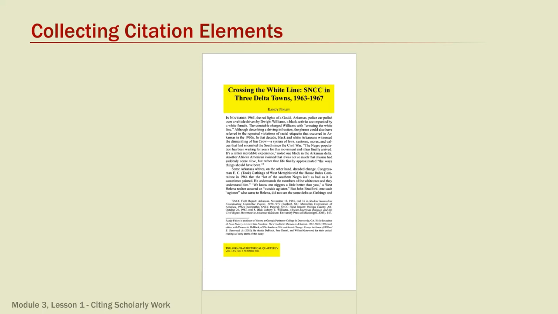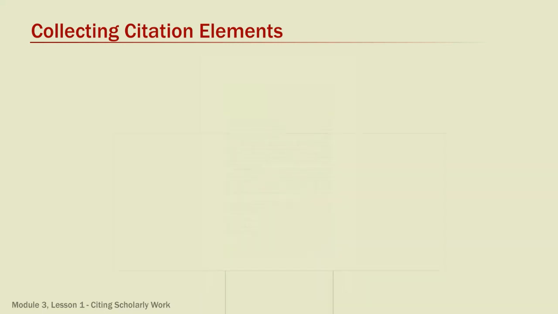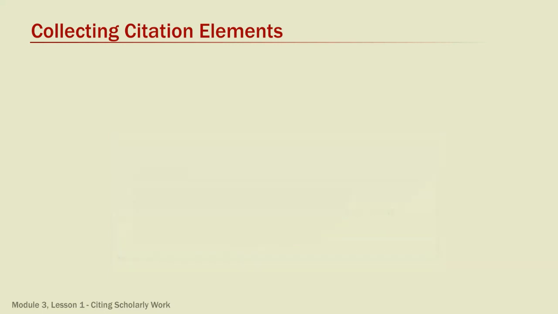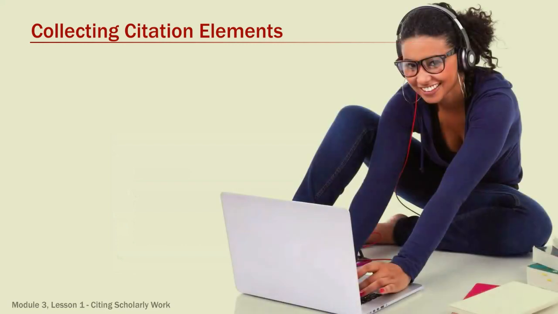But the best time to find and record this information for a book or journal is at the beginning of your research process. When you're searching a database, you can find a complete citation for each search result. Keep all of this information with your notes for later use. Some databases will also generate a citation in your desired format.